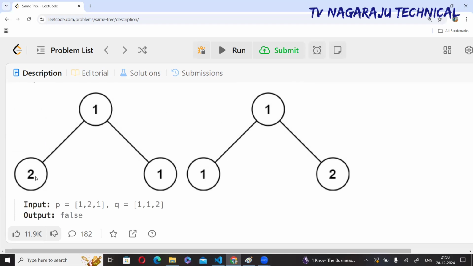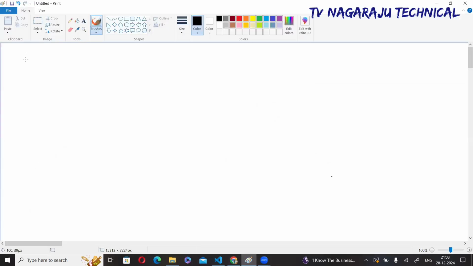In example 3, even though the structure is the same, the values are different. For one, the left side is 2. In the second tree, the left side is 1. You got it? That means here it is based on two things: one is the structure of the trees and at the same time the value of the tree. Based on the two conditions, you need to check whether the trees are the same or not.